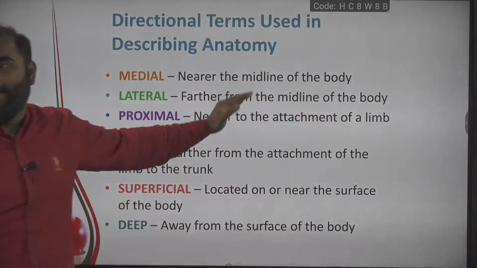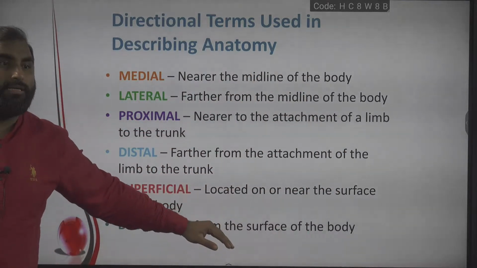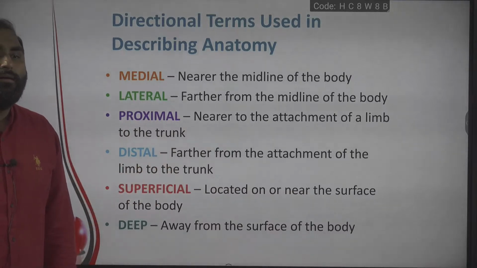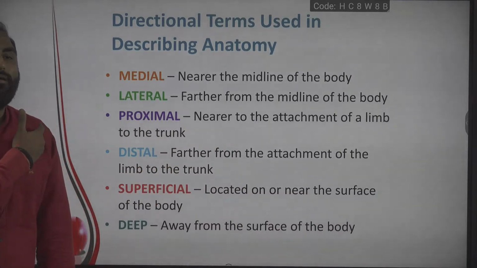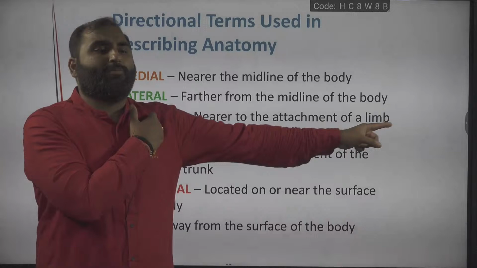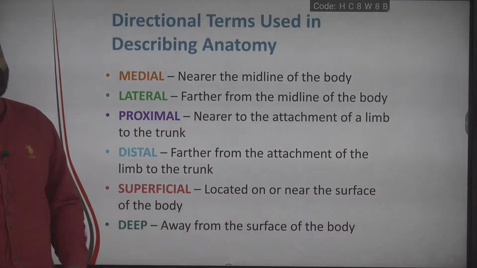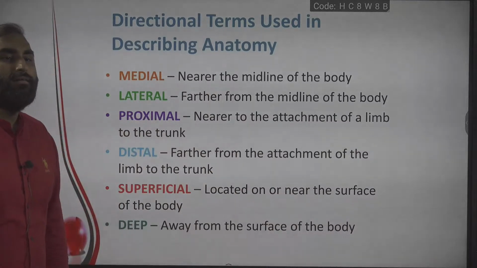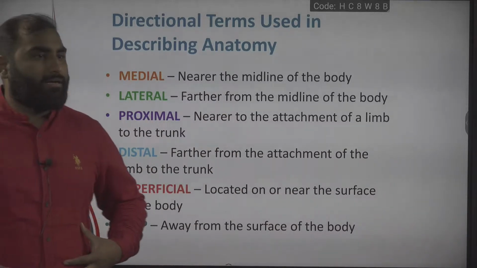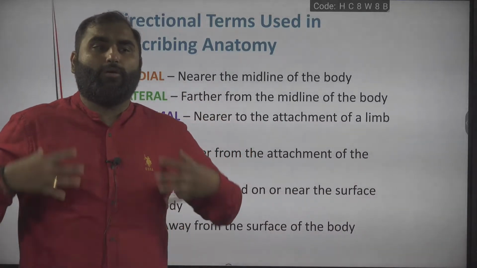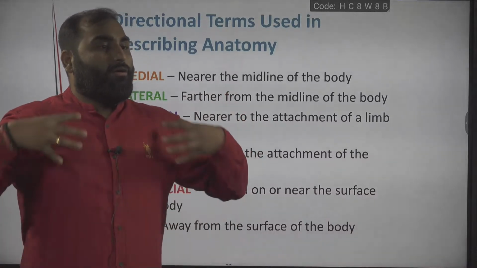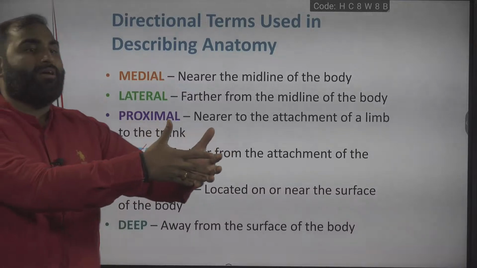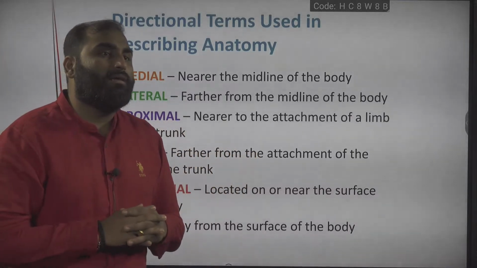So after medial and lateral, the next two words are proximal and distal. Whichever is nearer to the attachment of a limb to the trunk is called proximal, and which is far away located from the trunk is distal. This is your trunk, yes or no? Your thorax and abdomen are the trunk here. Which is closer towards the trunk is proximal. Far away from the trunk, distal.